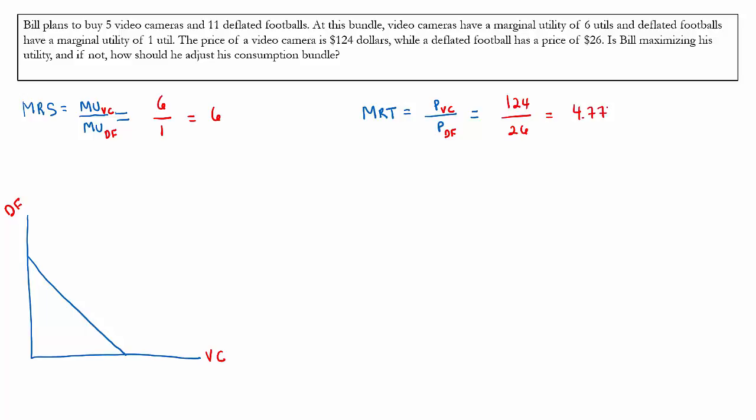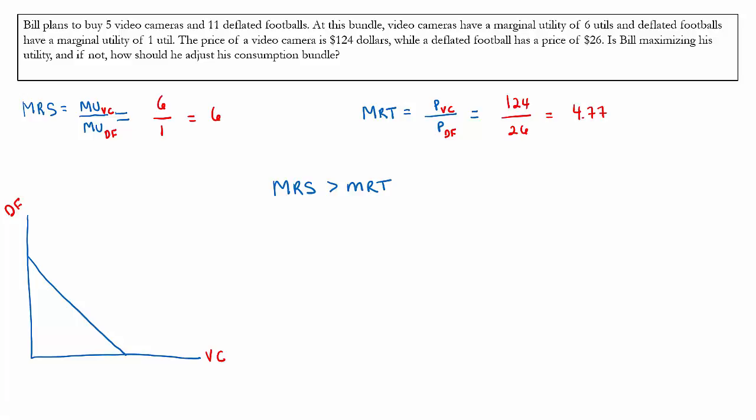So we see that Bill is not maximizing his utility. To do so, his MRS would have to equal his MRT, but in this case, the MRS is greater than the MRT. Let's see that on the graph so we can know what Bill should do.